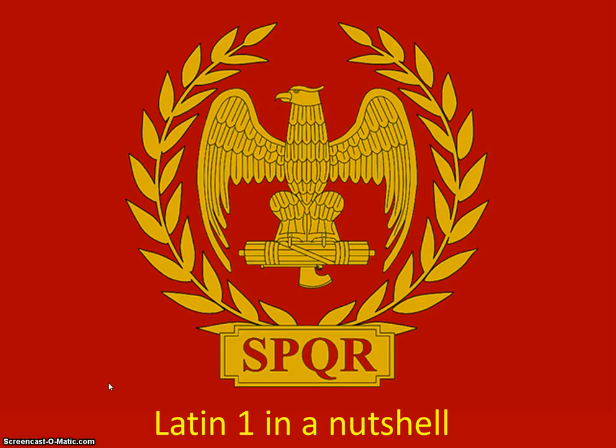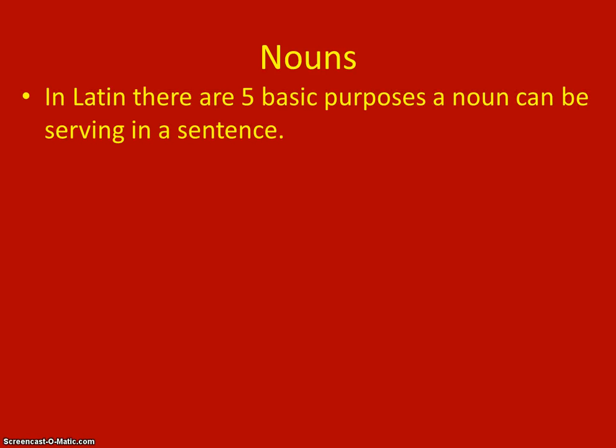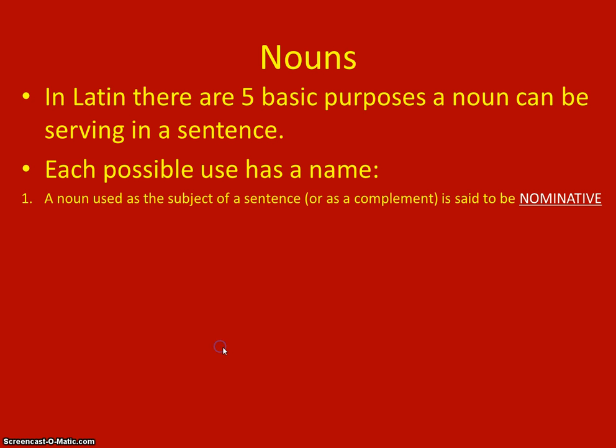Latin 1 in a nutshell, part 1, nouns. In Latin, there's 5 basic things a noun can do, 5 reasons it would be in a sentence, and each one has a name. So the first thing it might be is it might be a subject, and we call that nominative. It might own something, or it might show possession, we call that genitive.